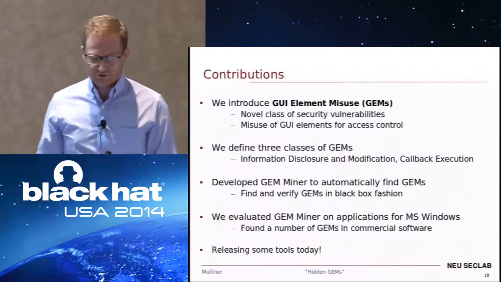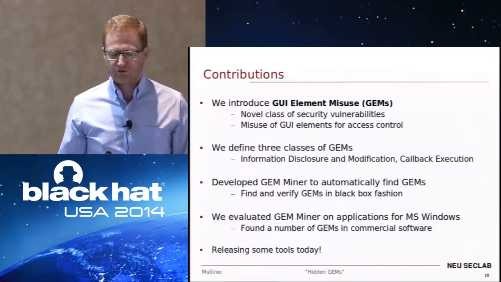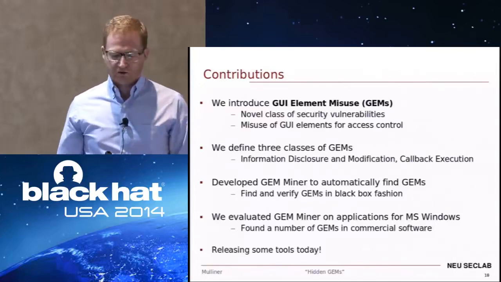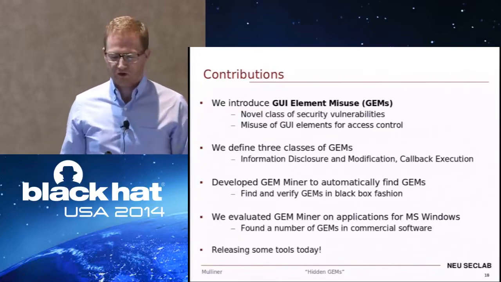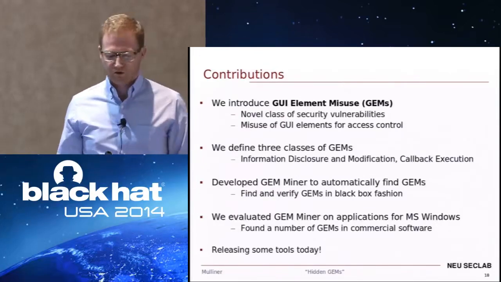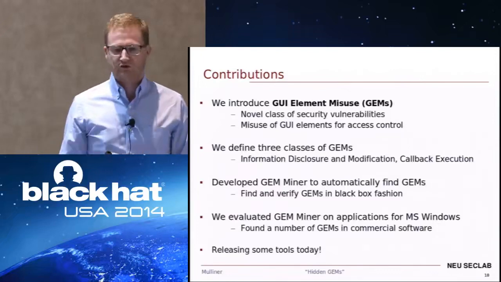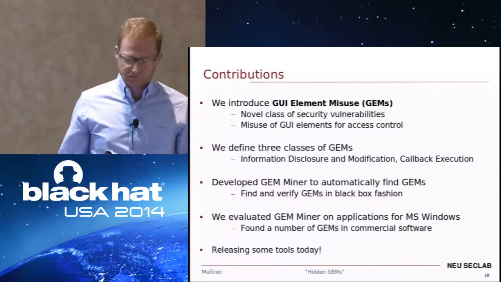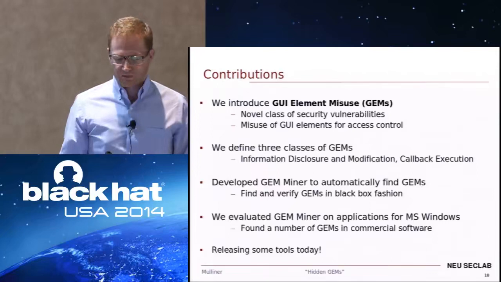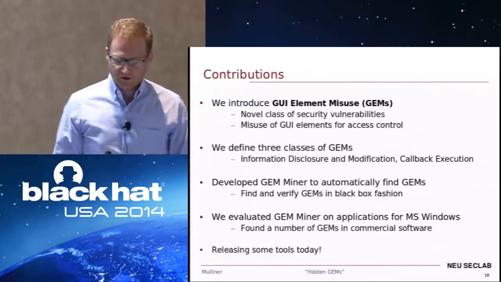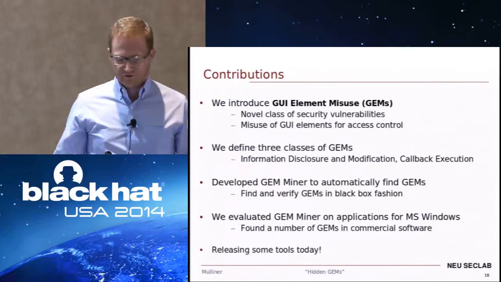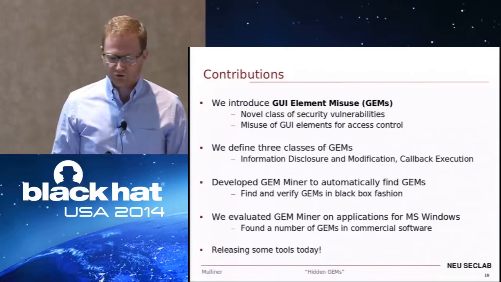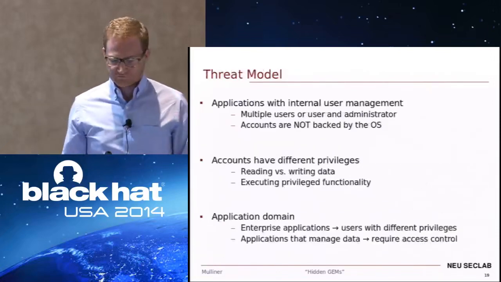So our basic research contributions: we introduced this vulnerability class, which we call GEMs. We discovered three different classes: basic information disclosure, unauthorized information modification, and then callback execution. We developed this tool and analysis technique we call GEM Miner. Then we tested a bunch of applications and found a bunch of bugs in commercial software, and we're releasing some small tools, including source code, today.